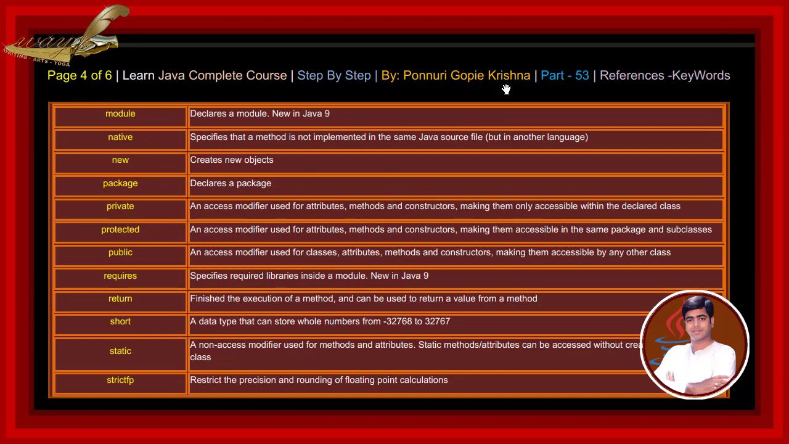Module keyword, declares a module, new in Java 9. Native keyword, specifies that a method is not implemented in the same Java source file but in another language. New keyword, creates a new object. Package keyword, declares a package.